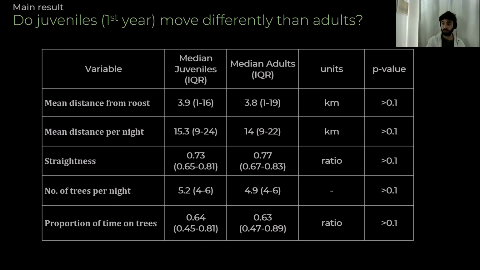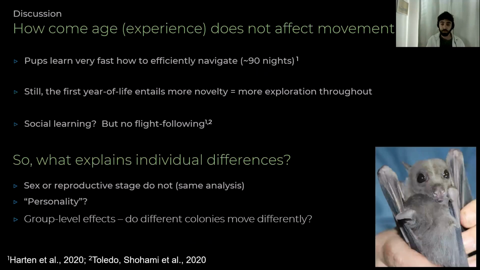As for the results, you don't have to try and understand all the numbers that are in this table. I'll tell you briefly. The answer to whether juveniles move differently than adults is basically, not really. And we were very surprised by this because, again, we would expect the juveniles to be more explorative, at least, than adults. And so what can explain this lack of differences?